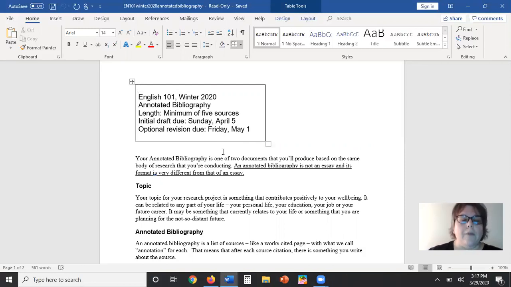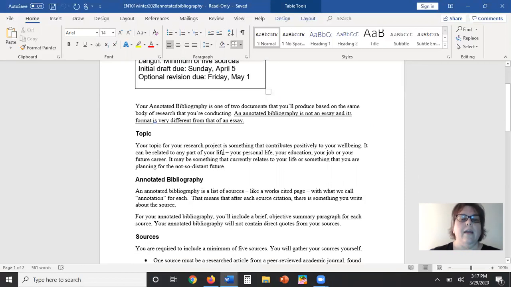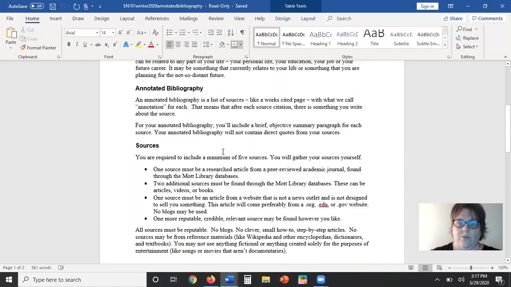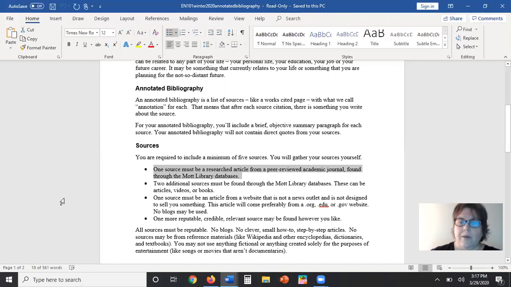And so your topic, of course, is something that contributes positively to your well-being, right? You have 5 credible sources total to find, several different kinds of sources though. One source has to be a researched article from a peer-reviewed academic journal. I've already posted a video about how to find that. You've got 2 additional sources through the Mott Library databases. I've posted a video about helping you find those as well.